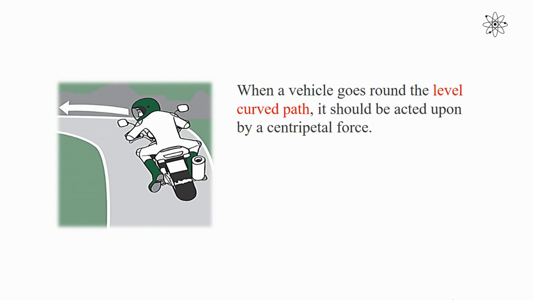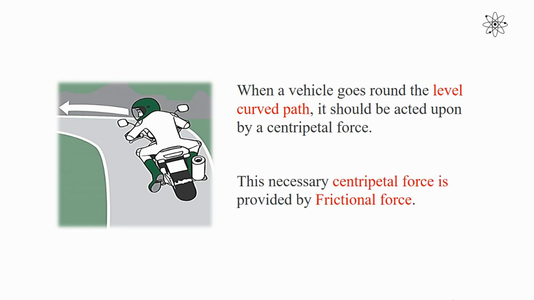Hello students, let's discuss applications of uniform circular motion. Here a vehicle takes a turn along a level curved path. When a vehicle goes around the level curved path, it should be acted upon by a centripetal force. This necessary centripetal force is provided by frictional force.